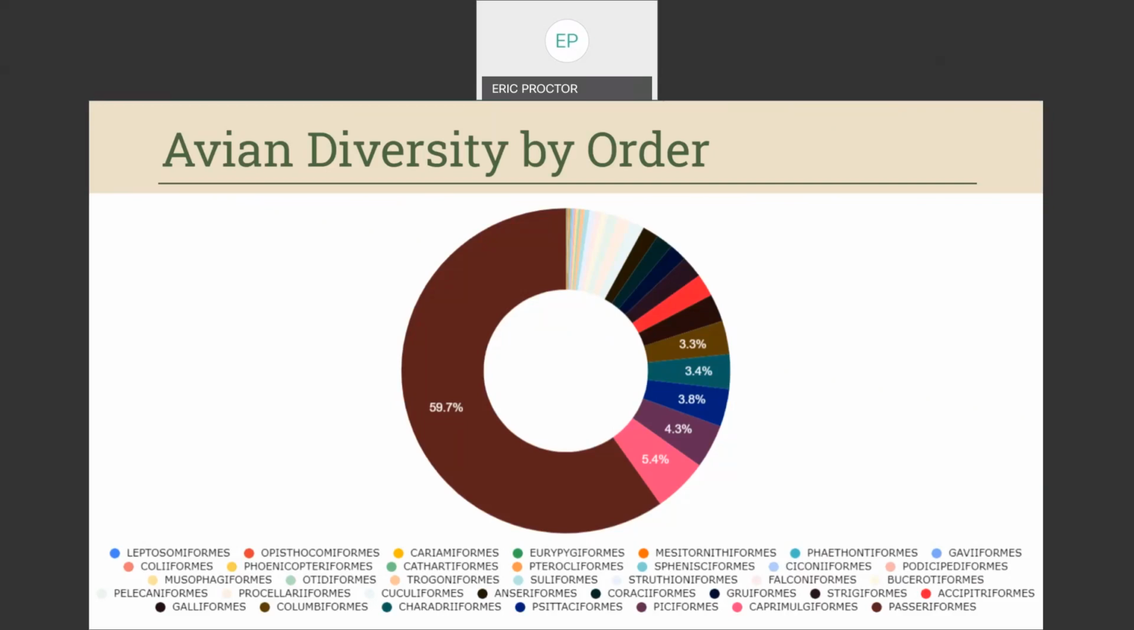The pie chart shows which bird orders have the most species. I don't have enough time to go through all of the orders, so I thought I would focus on the orders that have the most species, and maybe some of the orders that have the least species, so you can get an idea of some of the diversity.